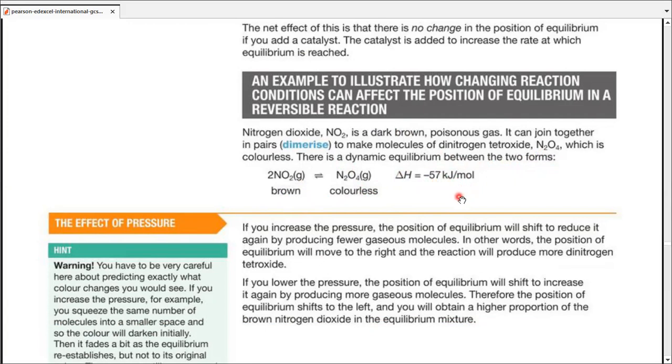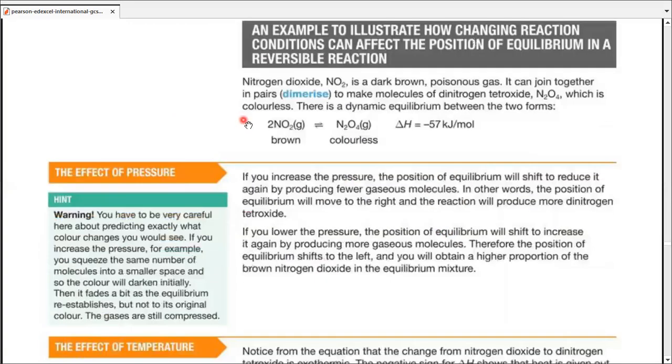What would happen if we change the factors for this specific reaction? Let's consider one by one all the factors. The effect of pressure. It's pretty simple. We have two molecules on one side, one on the other side. What would happen if we increase the pressure? Would the equilibrium shift towards right or left? What do you say?